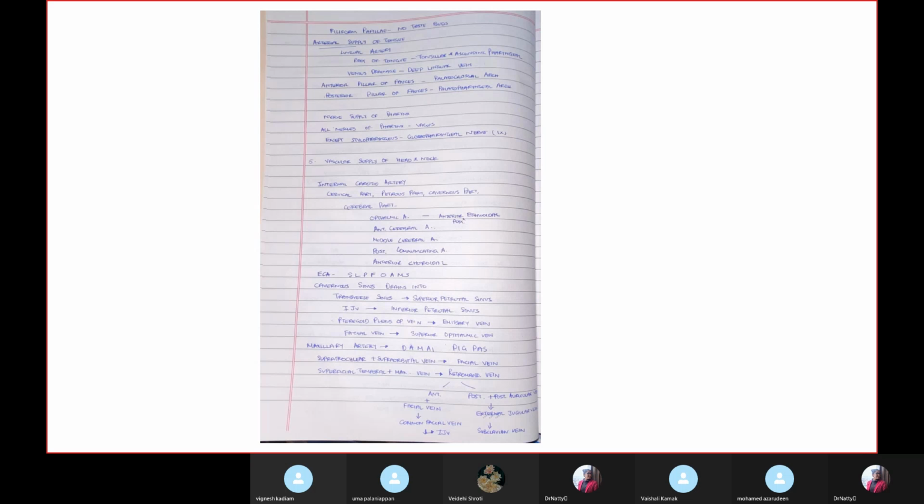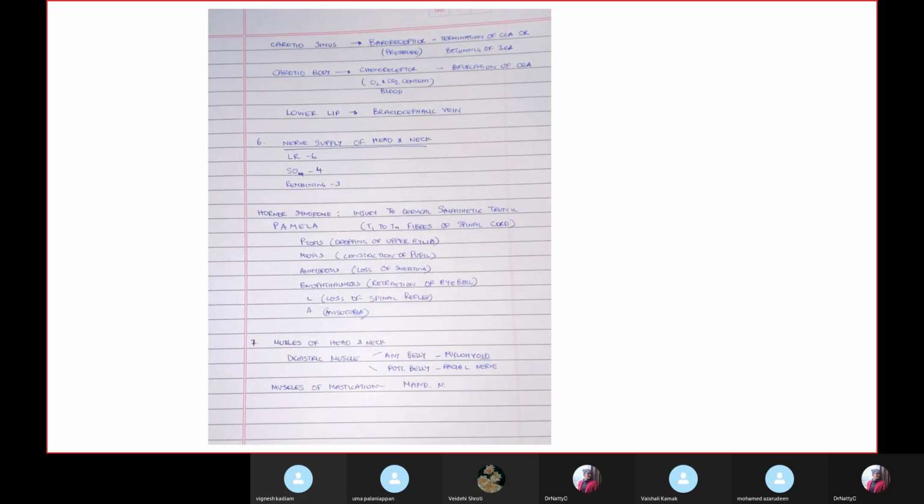Then we have cavernous sinus. The important point from cavernous sinus is dangerous area of face, two veins are involved, facial vein through superior ophthalmic vein. Dangerous area of scalp, emissary vein and pterygoid plexus of vein.